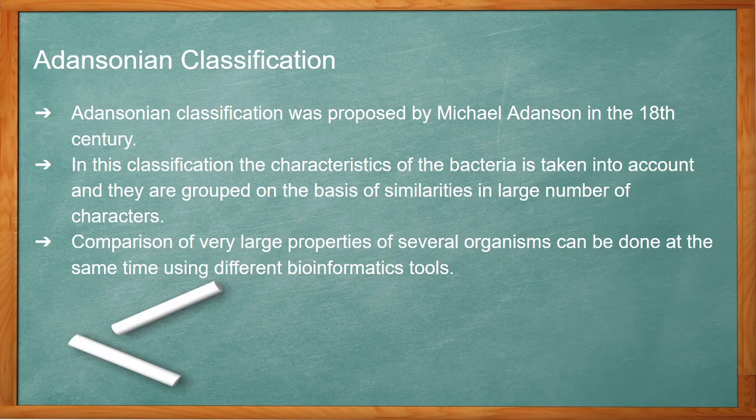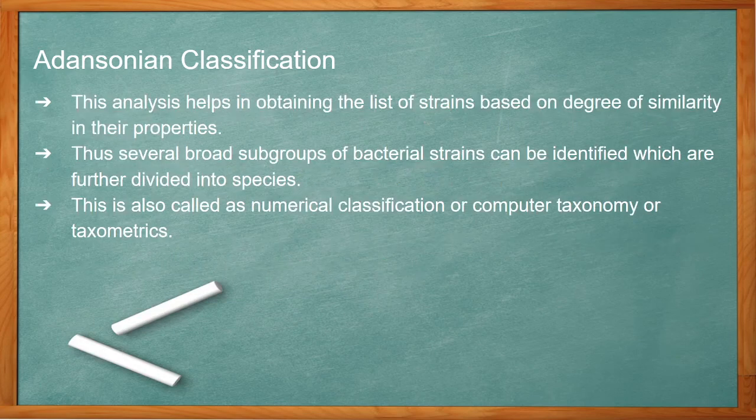Comparison of very large numbers of properties of several organisms can be done at the same time using different bioinformatics tools. This analysis helps in obtaining the list of strains based on degree of similarity in their properties. Thus, several broad subgroups of bacterial strains can be identified which are further divided into species. This classification is also called numerical classification or computer taxonomy or taxometrics.